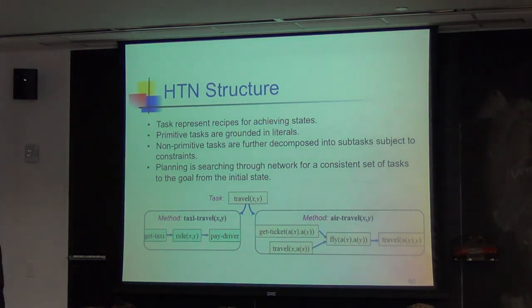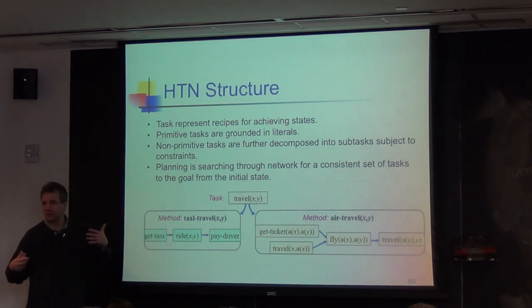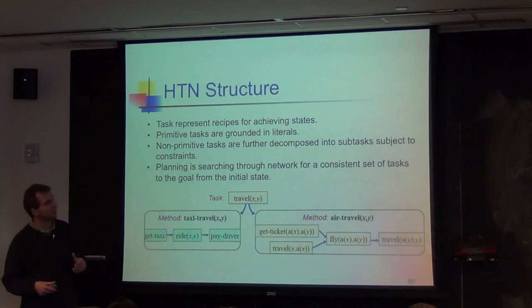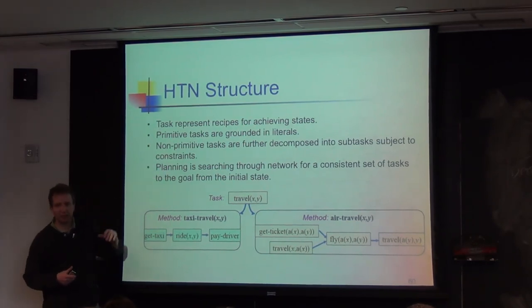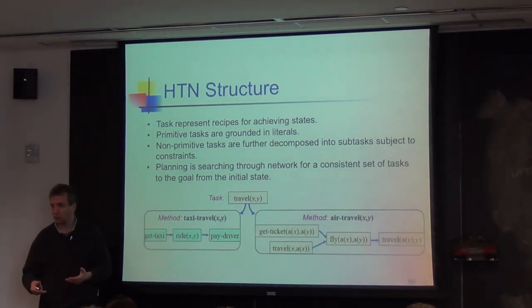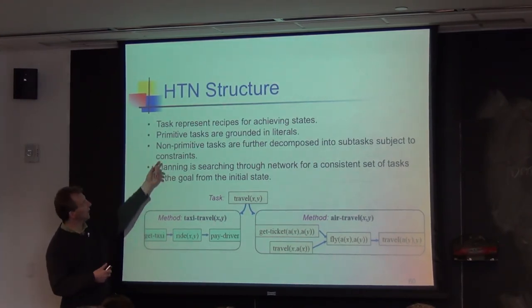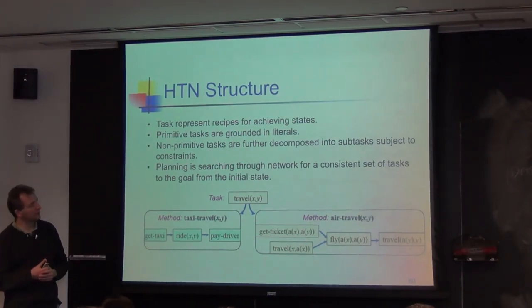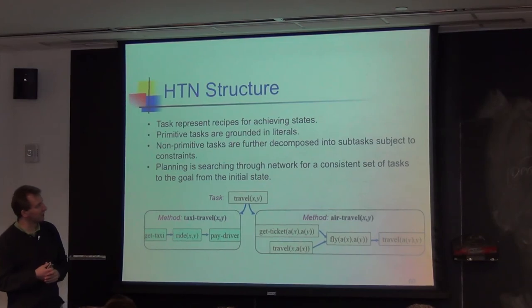Here. Hallelujah. All right. So, as I said, now we want to encode these recipes. How do we encode these templates that people use? We do this using a structure called a task. A task represents a recipe for achieving states. The primitive tasks, the ones that are executable, the ones that you can do, are grounded in the literals of the domain ontology. The non-primitive tasks are further decomposed into subtasks subject to constraints.